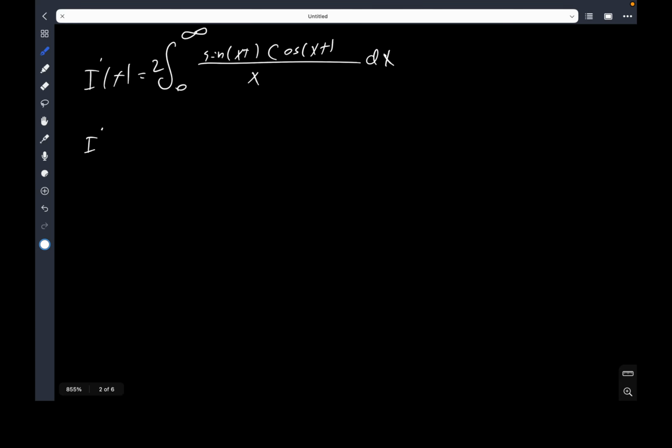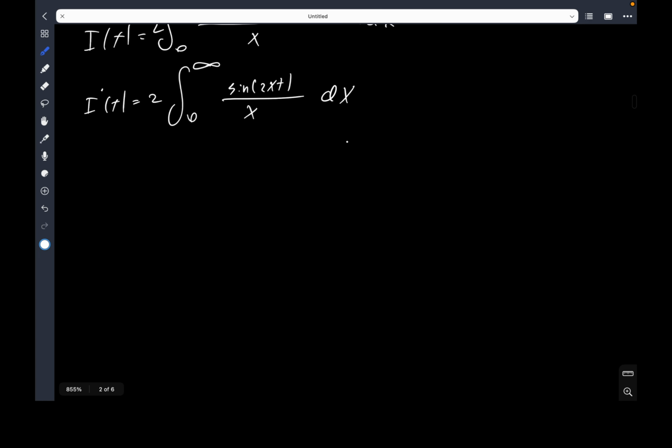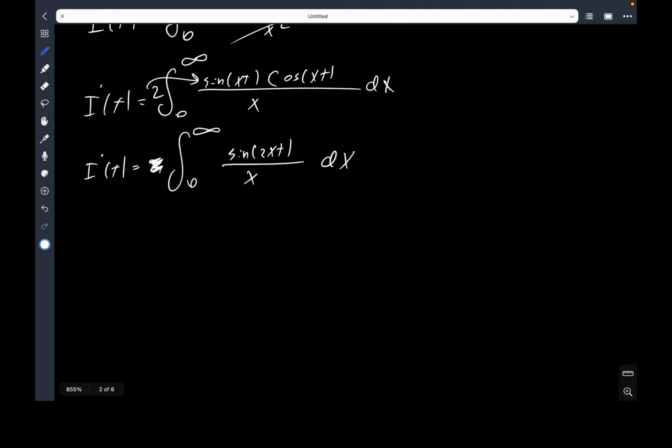Using the identity, 2 sine xt cosine xt goes down to sine of 2xt. So I prime of t is the integral from 0 to infinity of sine of 2xt over x dx. The 2 shouldn't have been here; it should have been included inside the sine.